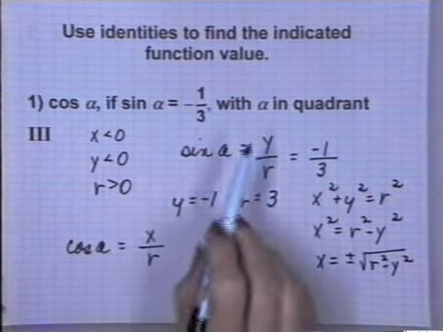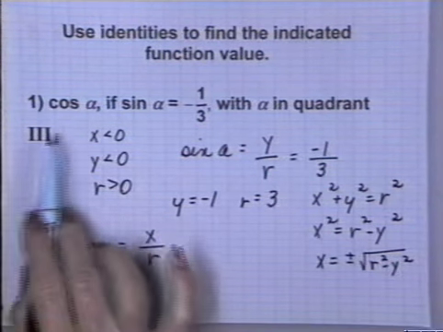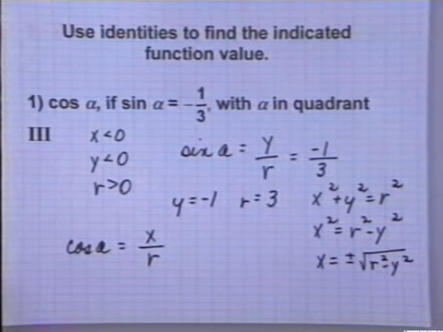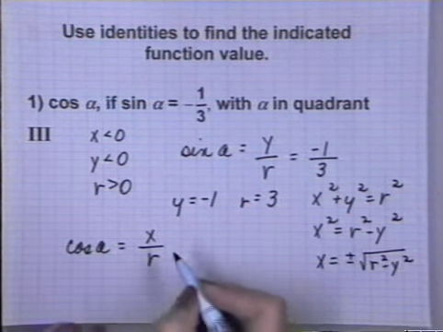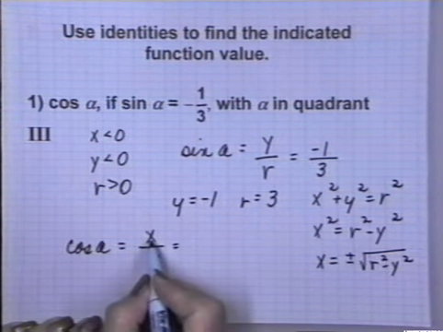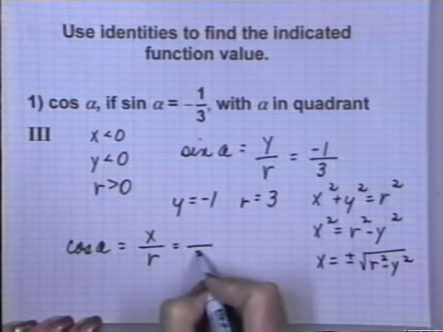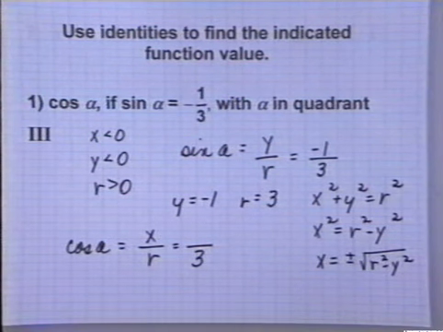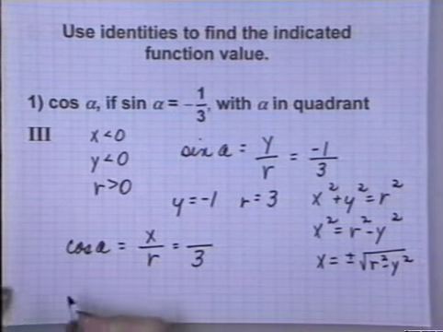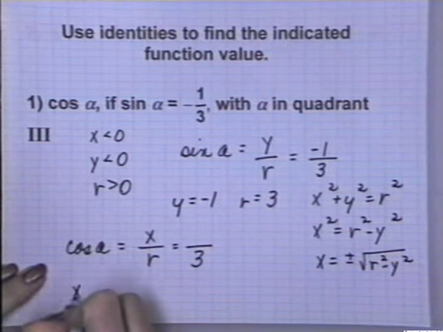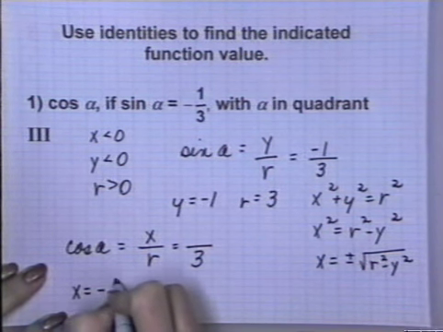In this case, since alpha is in the third quadrant, I know my x is negative. So I will find my x, and once I know my x, I know my r is 3, then I will have the cosine of alpha. So I think I'll find my x right down here. I know x is negative.